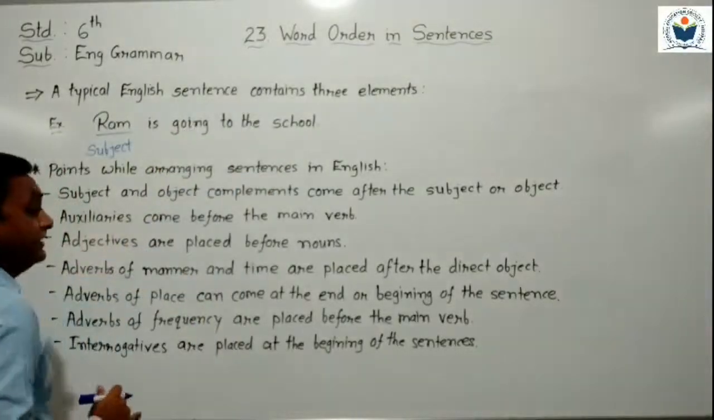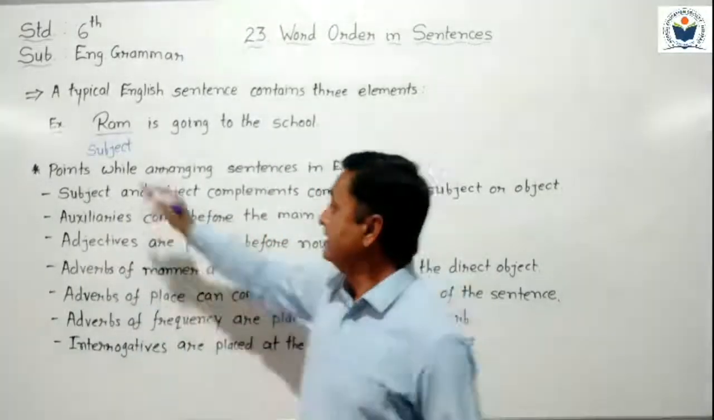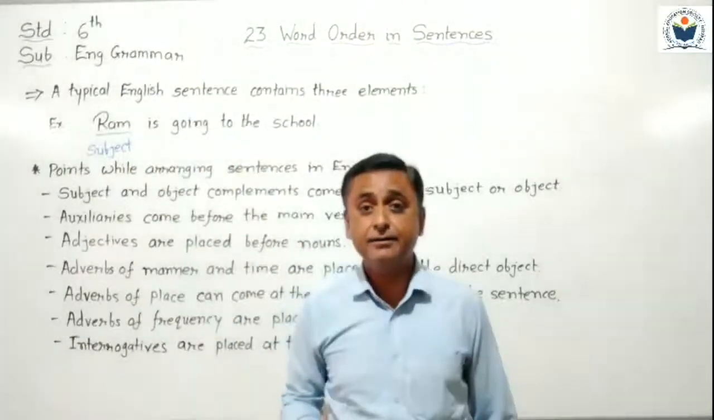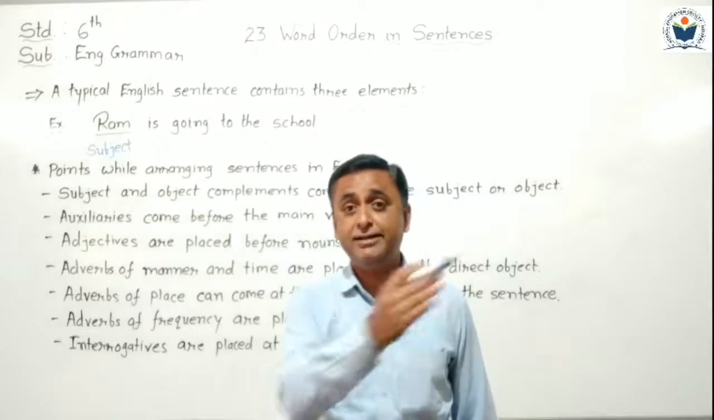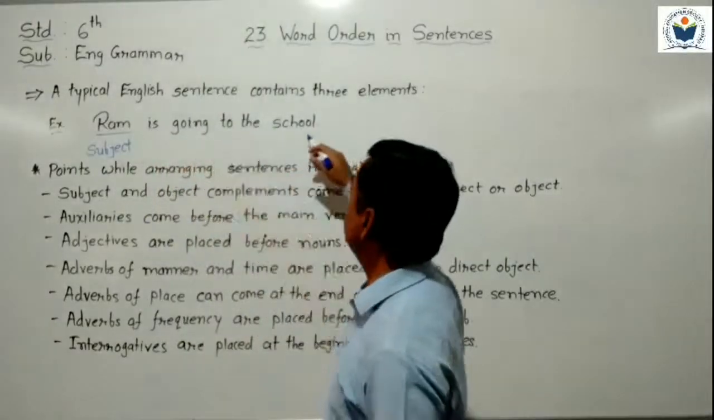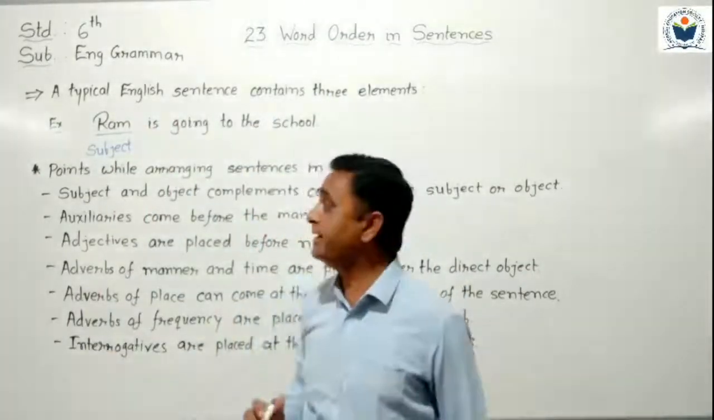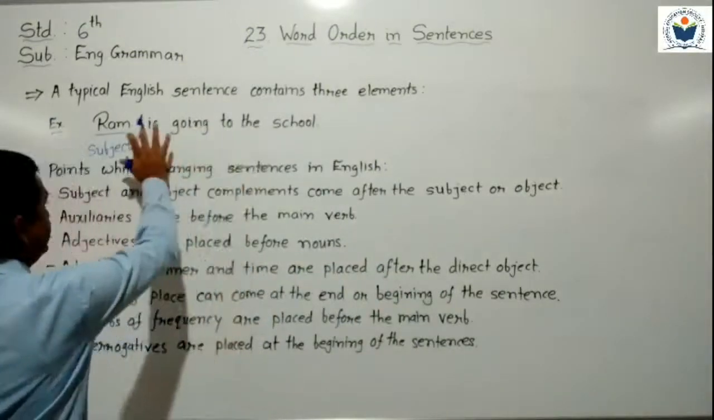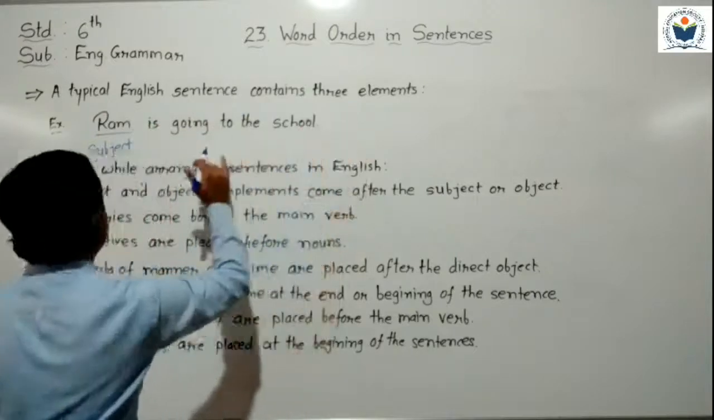In our previous grammar lesson, we learned that the subject and the other remaining words are known as the predicate. Can you remember what we learned in our previous lesson? Subject, and from is going to the school, all is known as the predicate. So here we don't have to divide the sentence into 2 parts. We have to find out the 3 basic elements.